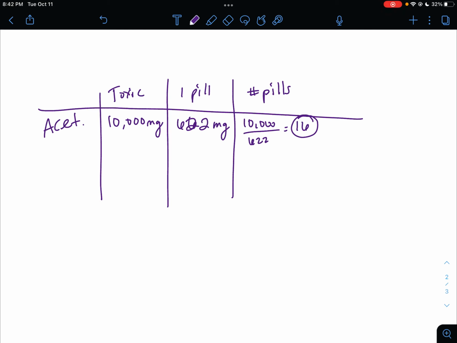In order to complete the case, we're going to need to learn a little bit more about percent composition and empirical formulas. So that is where you should pick up next in the notes.